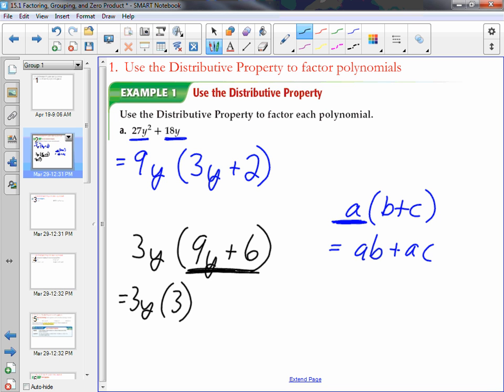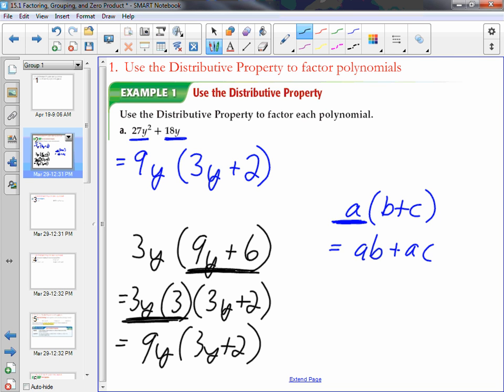Factor out another 3. 9 divided by 3 is 3. Y, there's nothing to divide the y by, so y. 6 divided by 3 is 2. And you'd say, oh, 3y times 3. We don't call it that. 3 times 3 is 9y. So do we end up at the same place? Well, yeah. Wouldn't we rather do it the first way, though? Yeah, that's why you look for the greatest common factor. Okay? Any questions?